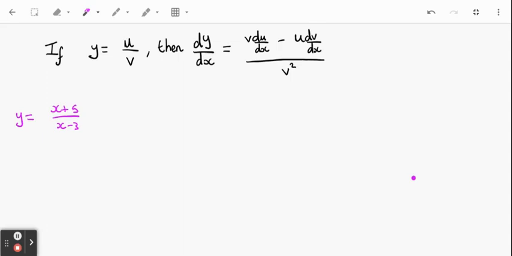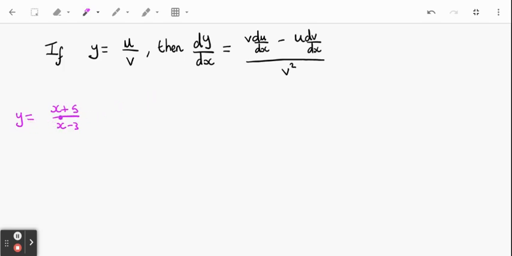Welcome to a series on using the quotient rule for differentiation. So at the top we've written that if y equals u over v, where u and v are both functions of x, then dy dx is v multiplied by du dx, take away u multiplied by dv dx, all divided by v squared. So let's look at what this looks like in practice.